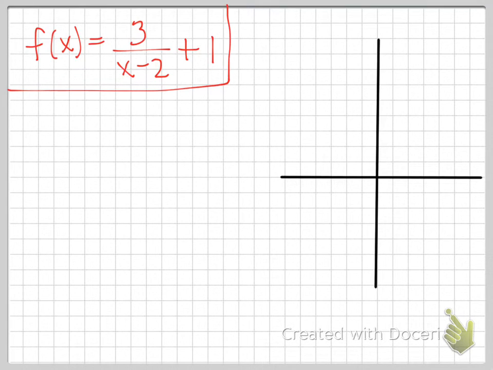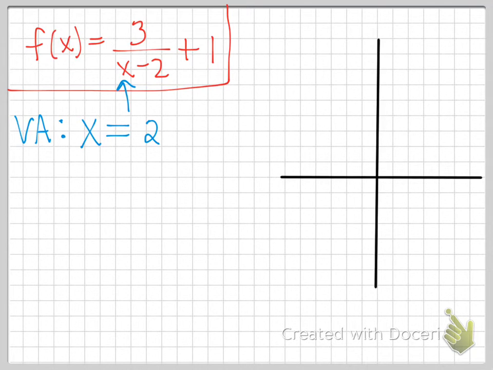We need the vertical and horizontal asymptotes and the domain and range. So the vertical asymptote is where the function is undefined. So some number subtract 2. What number would that be that makes the whole denominator 0, which is a 2? So the vertical asymptote is an equation x equals 2.